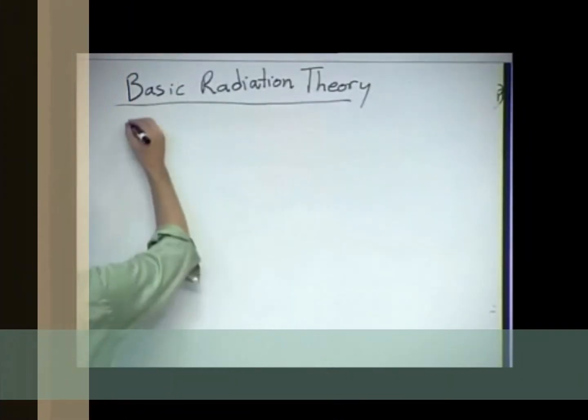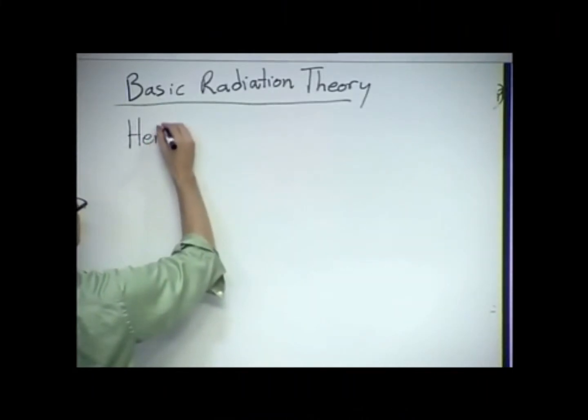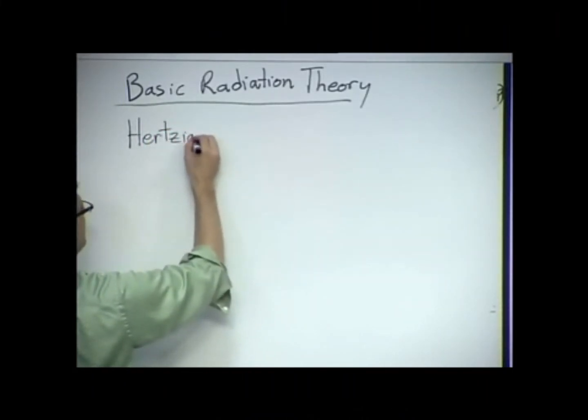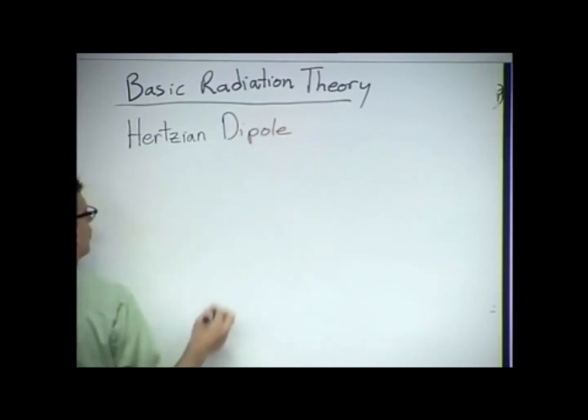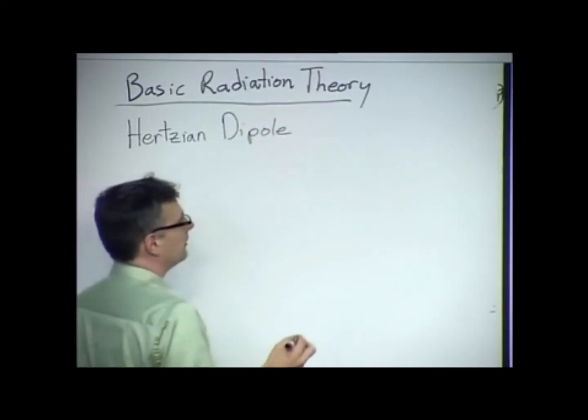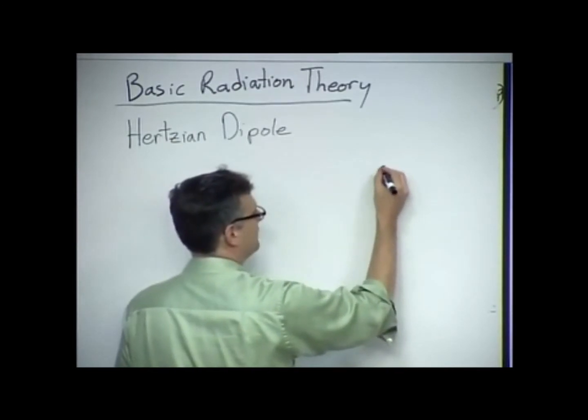So, basic radiation theory all starts with this problem, the Hertzian dipole. What is the Hertzian dipole? Well, let's say we have the origin.